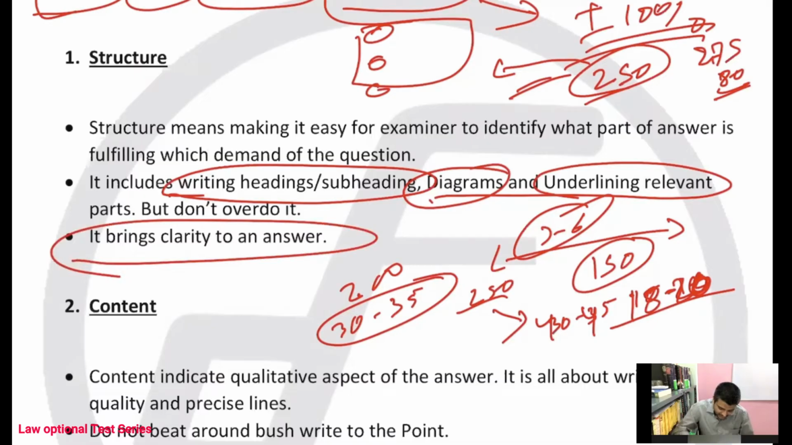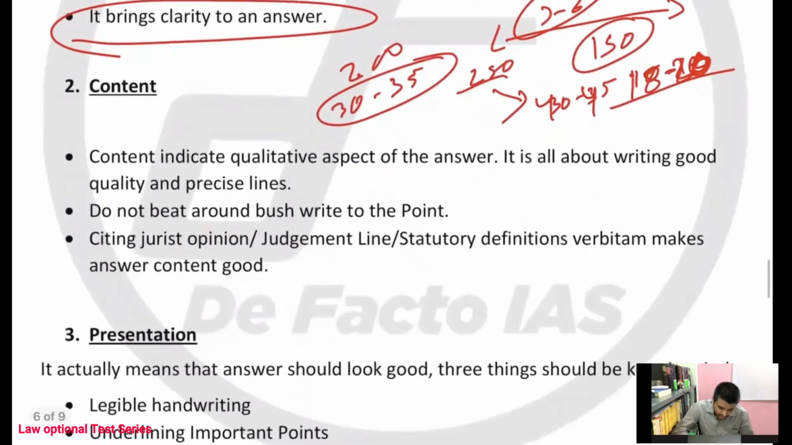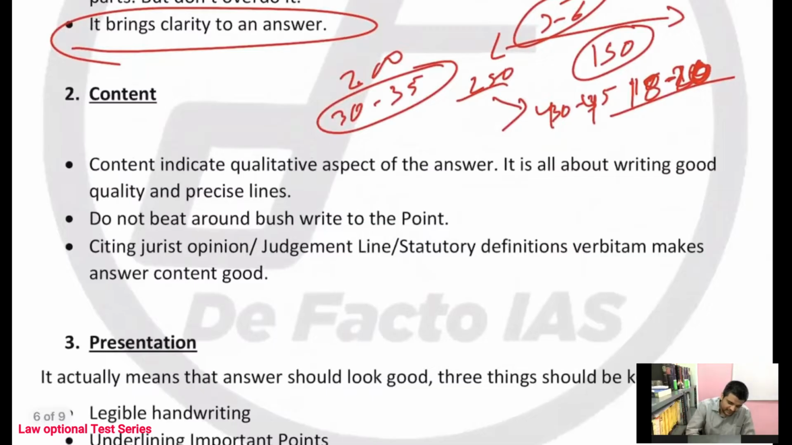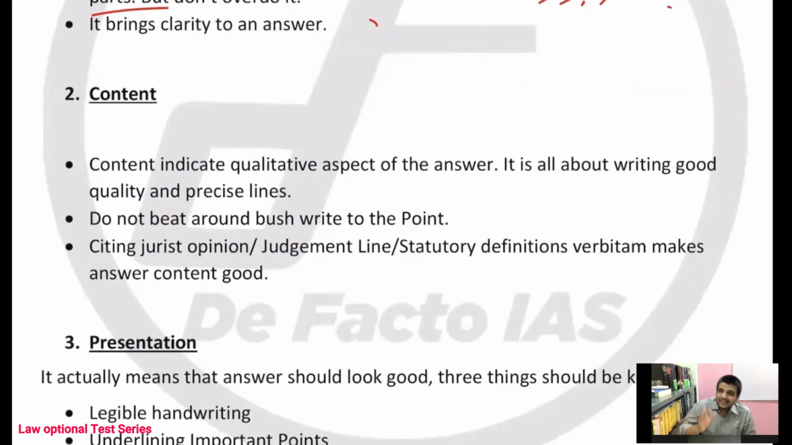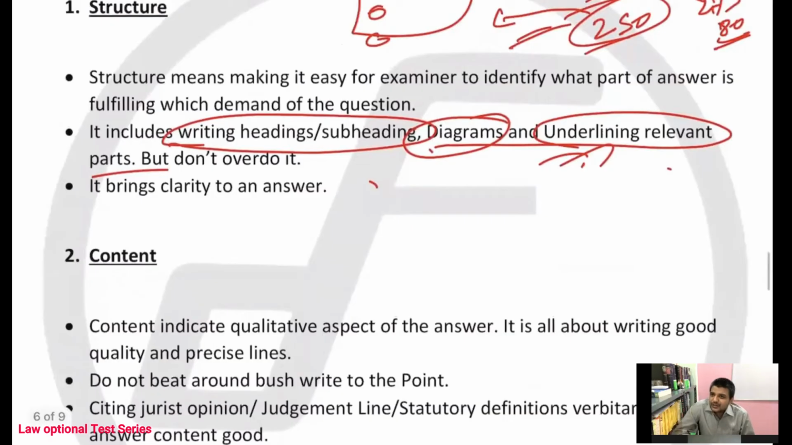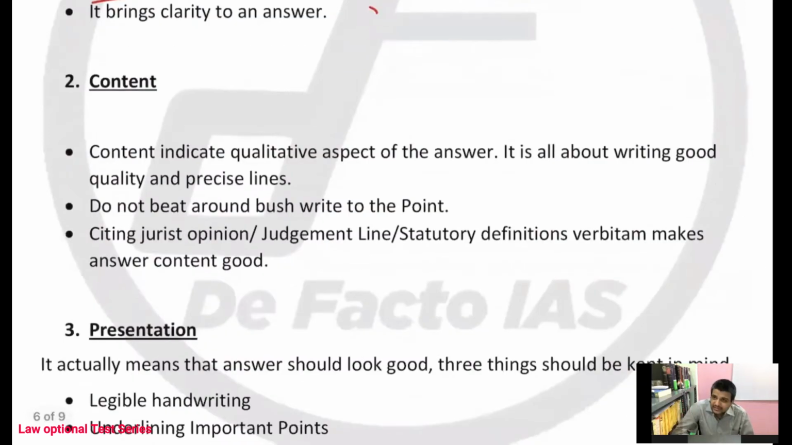Now, the second thing that I will ask you to keep in mind is the content. Content is all about quality. Content is something which you have studied in the classes. Structure is something that you need to develop. Teachers don't teach you that structure. Structure is something that you develop while writing. But content indicates how much knowledge you have with regard to that particular topic. If the content is bad, the teacher who taught you is to blame.